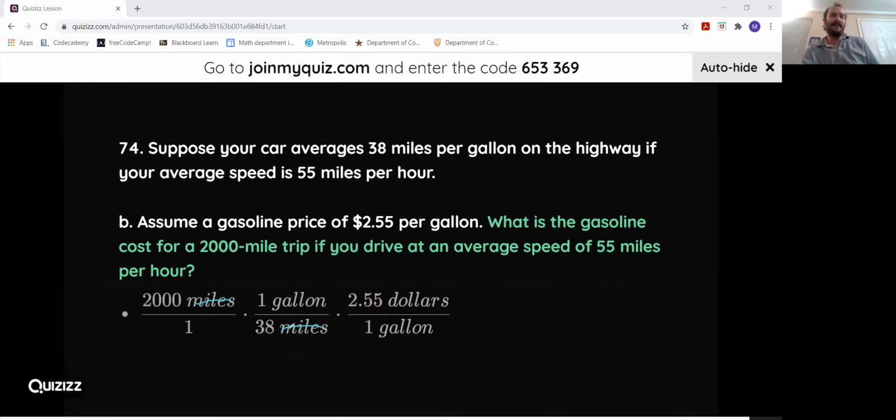I know I want the 38 miles to the 1 gallon on top. The other thing is the $2.55 per gallon. So I want my gallons to simplify out. So that tells me what order to write that thing in.